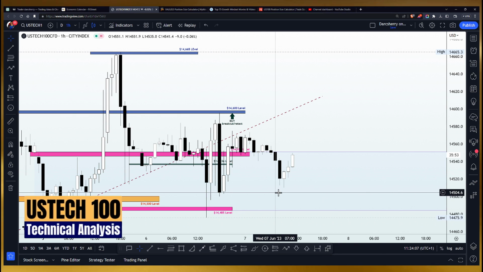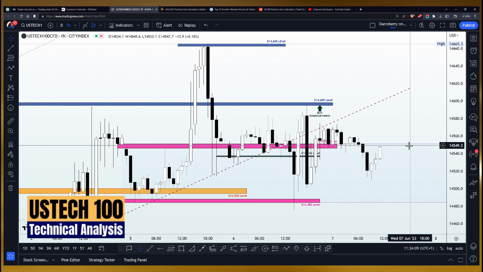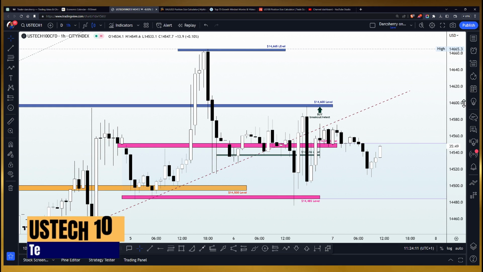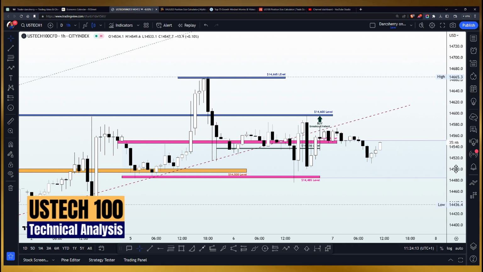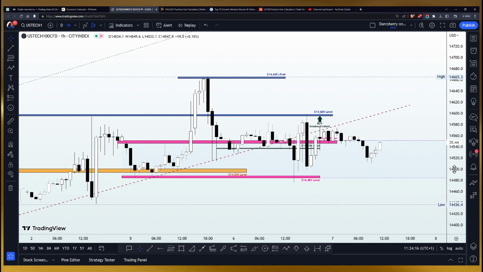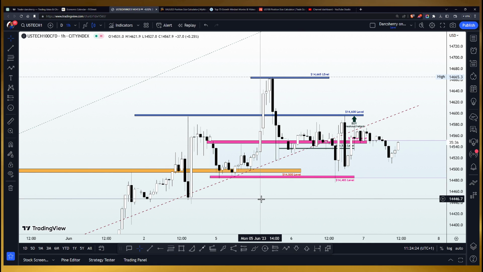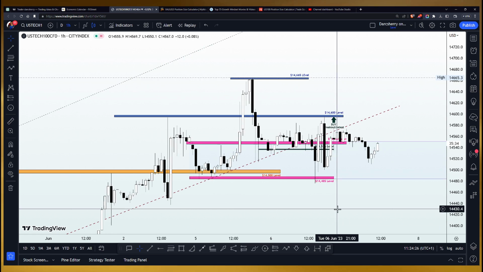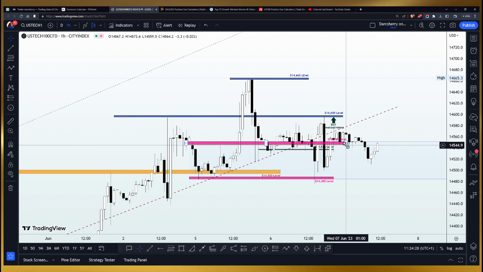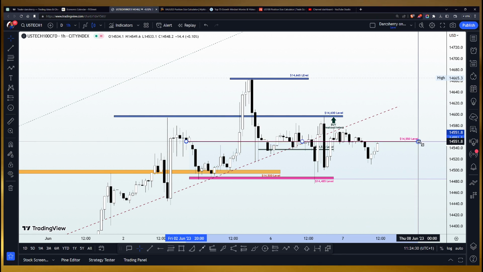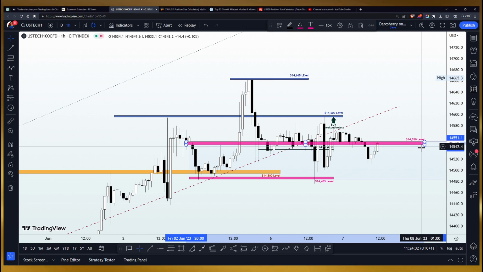USTech100. Now, on the USTech100 market, things have been a little bit choppy in the last 48 or 60 hours now, since the beginning of the week actually. And we have seen, though we had the privilege of being part of a bullish momentum at the beginning of the week.